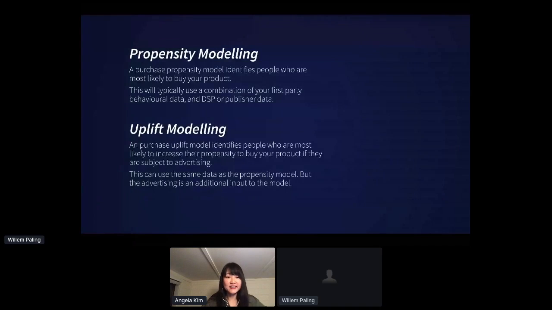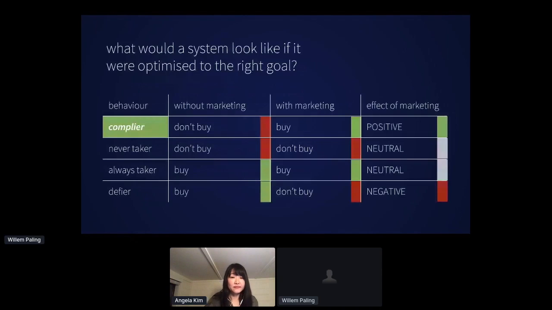To understand this, it's important to understand the difference between propensity modeling and uplift modeling. Both of these use the same machine learning algorithms. A propensity model identifies people who are likely to buy your product. It's the propensity to buy your product. Whereas an uplift model identifies people who are most likely to increase their propensity to buy your product if they're subject to advertising or to some other intervention like an offer. So if we had a system that optimized to the right goal, it would be optimizing for these compliers, where the effect of marketing is positive.